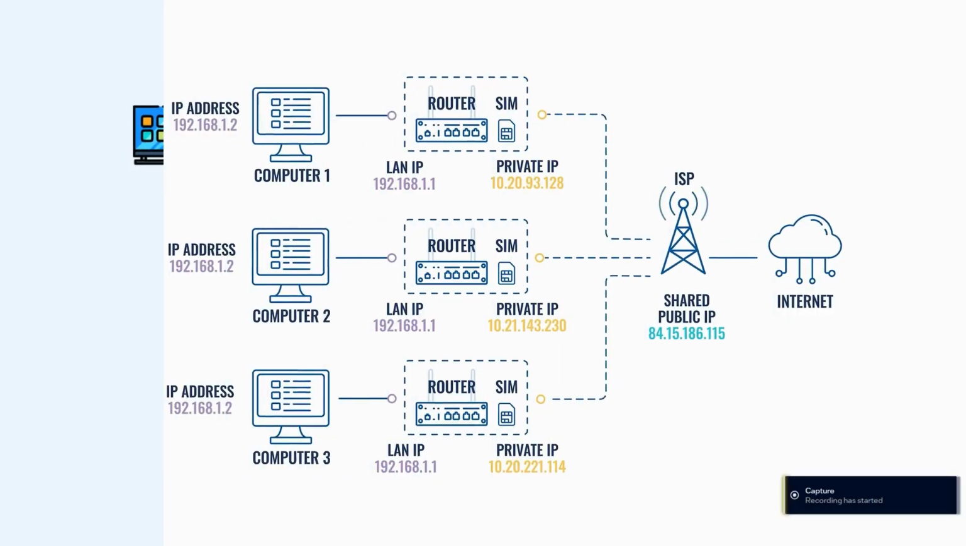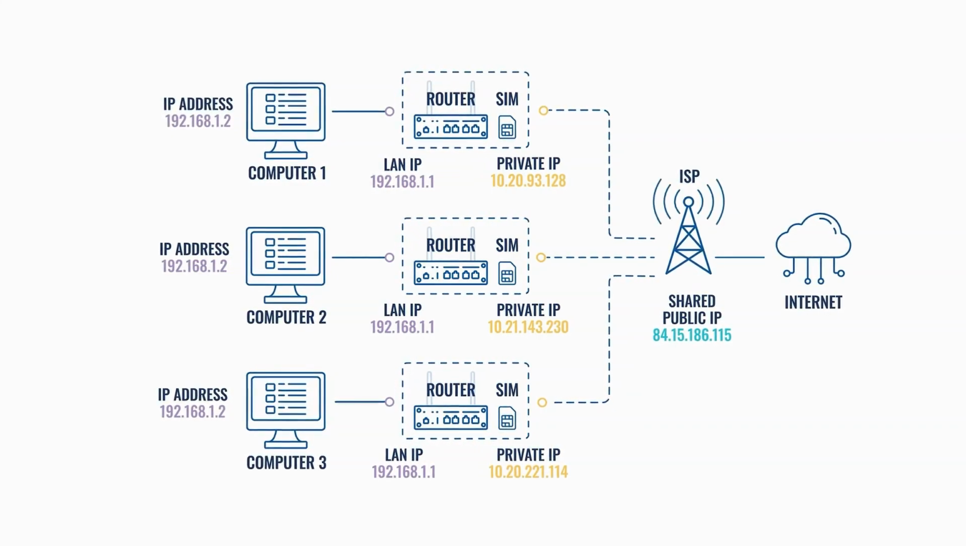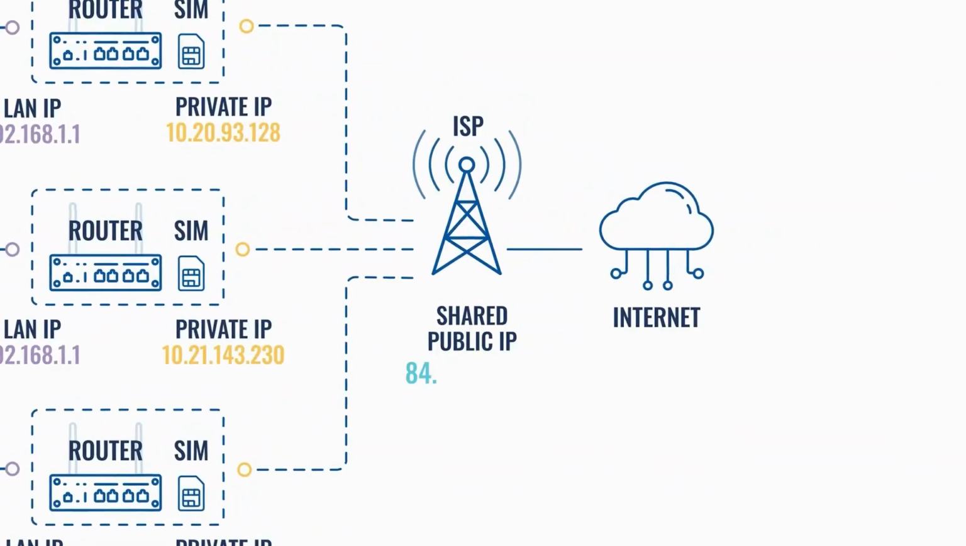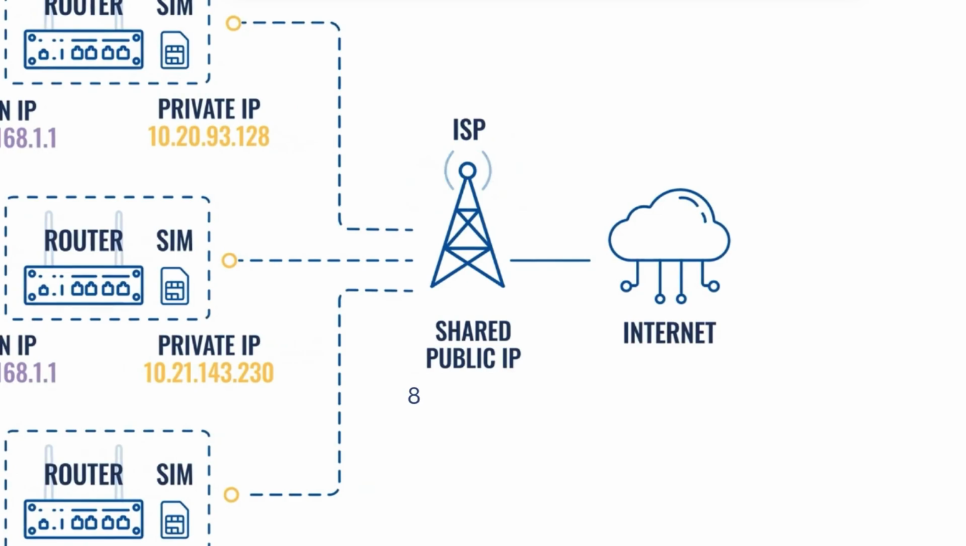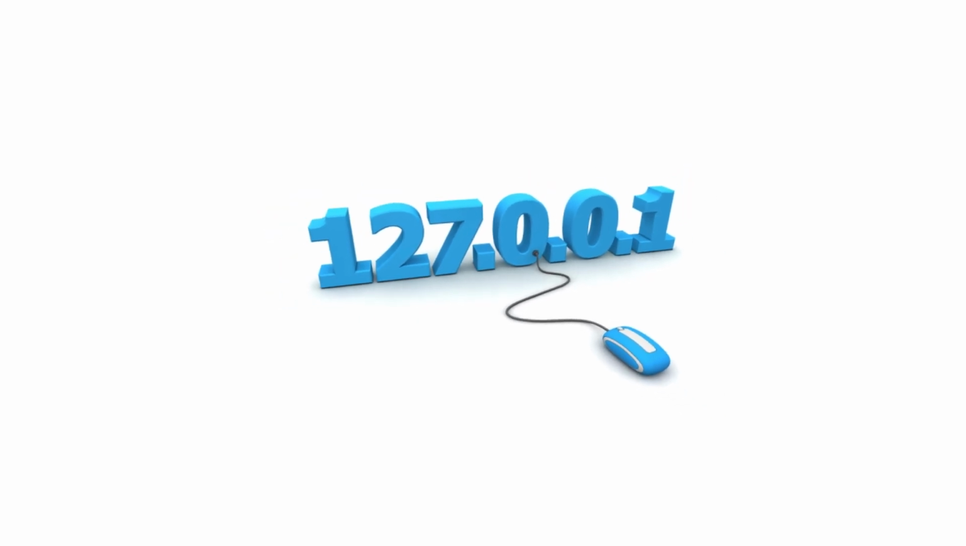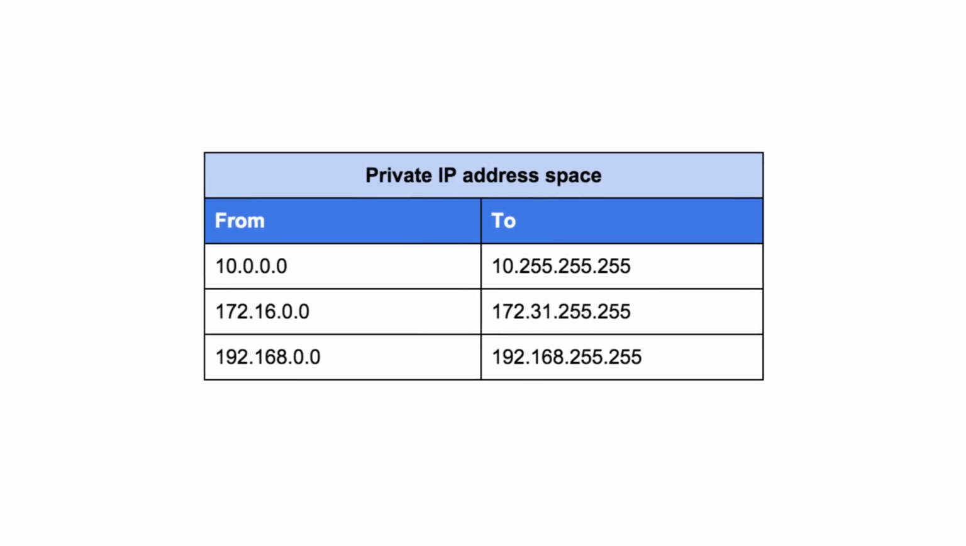Let's take an example of three routers without a public IP address connecting to the internet via their respective SIM cards. All of the routers have different private IP addresses, however, they are all seen as 84.15.186.115. So all of the routers have the same shared public IP, but if you try to access them from the internet using your shared public IP, you would only reach the ISP due to network address translation.